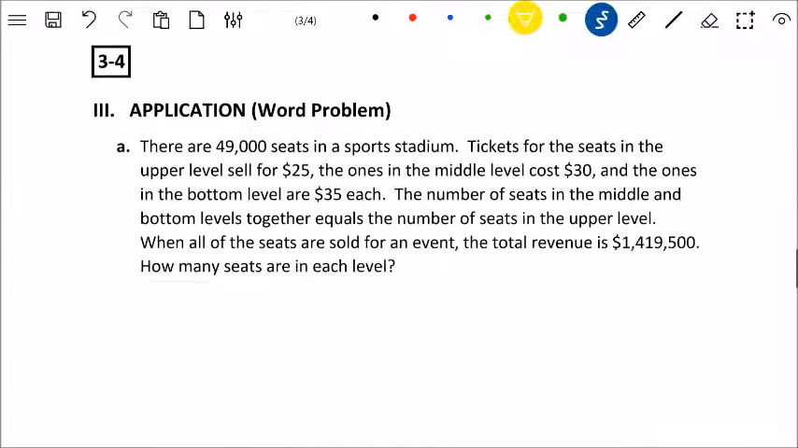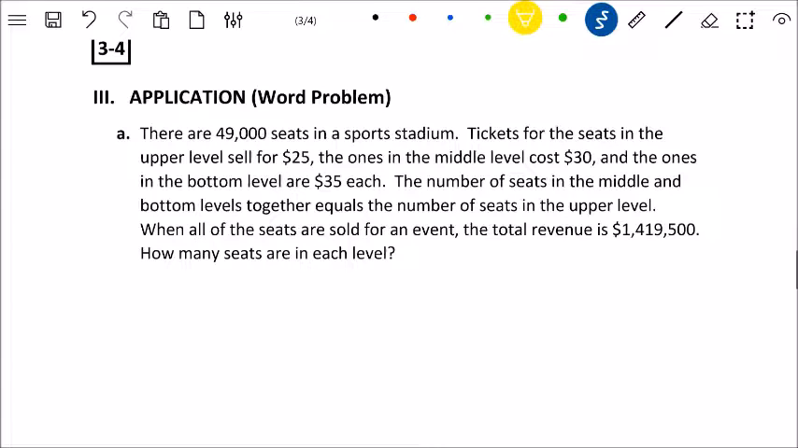So let's take a look at an application problem, a word problem here. 49,000 seats, that's total seats in the stadium. Tickets for the seats: upper level $25, middle level $30, bottom level $35. Actually, tickets for almost any event are a lot more expensive than that now, but this still makes for a good equation. The number of seats in the middle and bottom levels together equals the number of seats in the upper. When all the seats are sold, the total revenue is 1.4 million and change. How many seats are in each level?